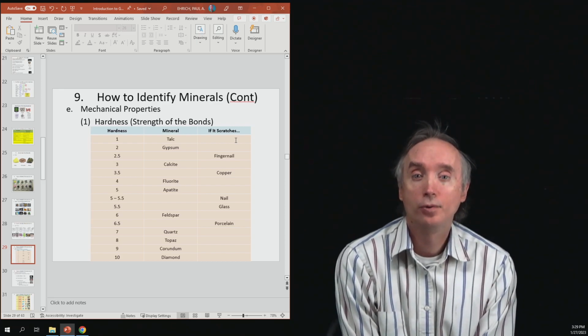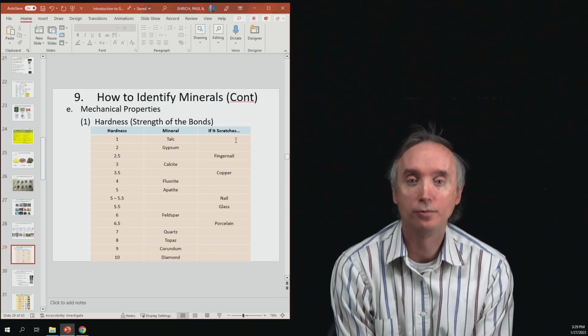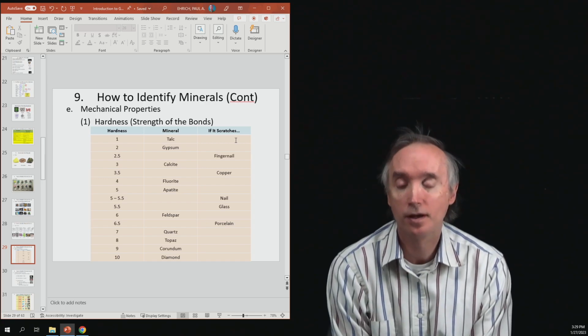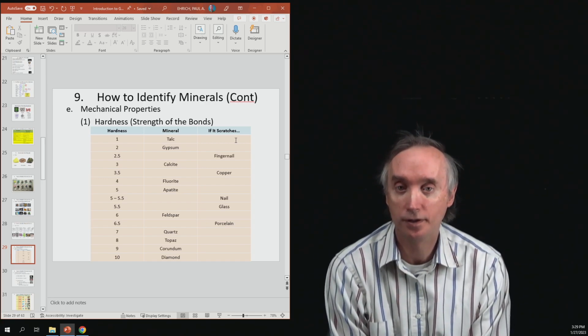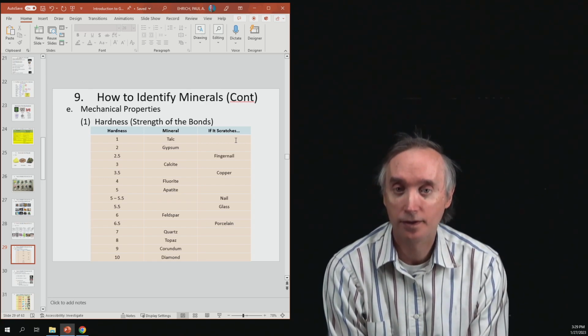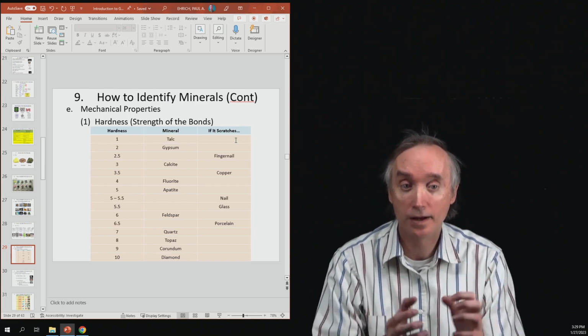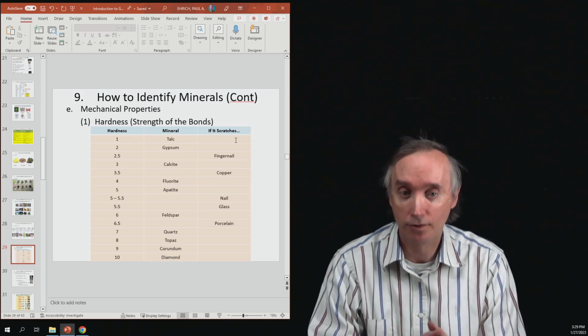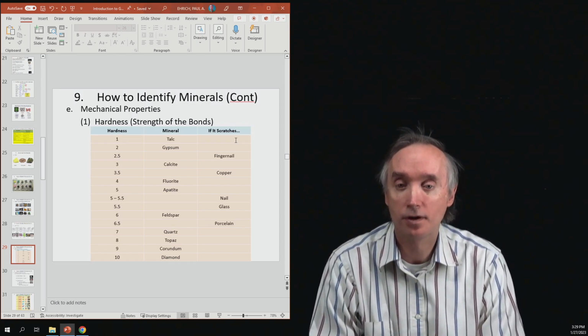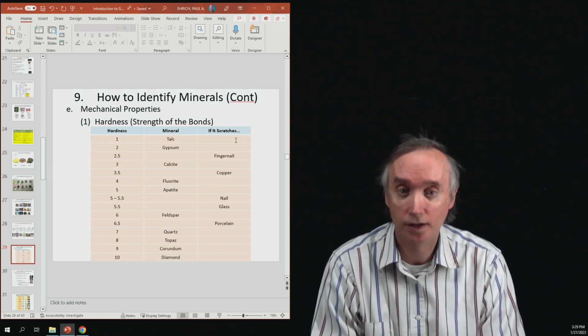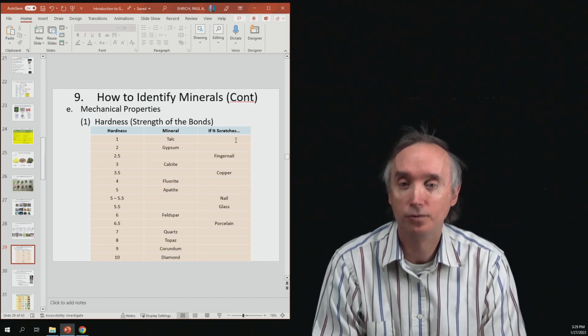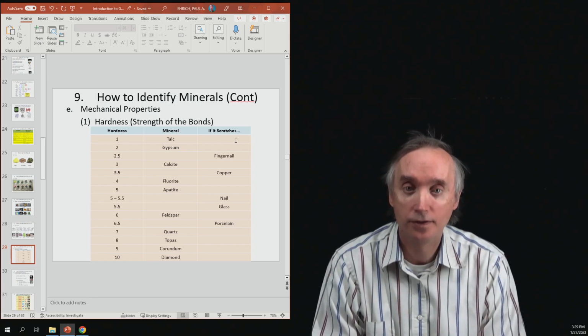Okay, now we want to talk about the mechanical properties of minerals. And the first mechanical property is the hardness. And this is related to the strength of the bonds that are holding the atoms together to make the mineral. So some of the bonds are stronger than others. And so some minerals are very easy to break those bonds. And so the hardest mineral is diamond.